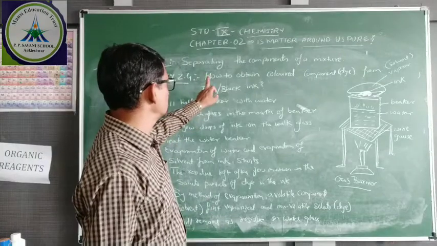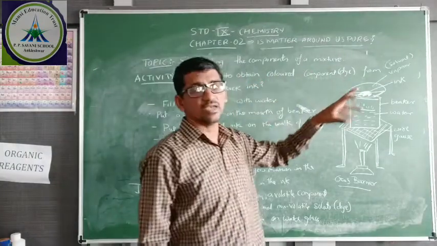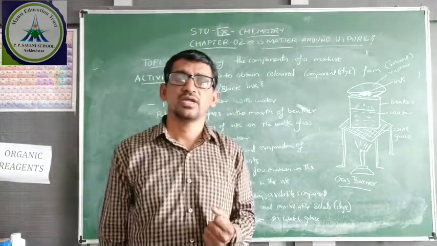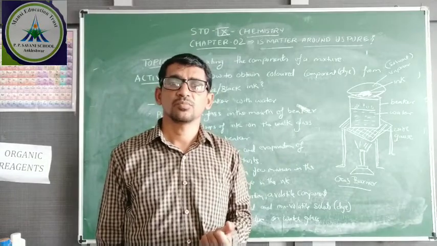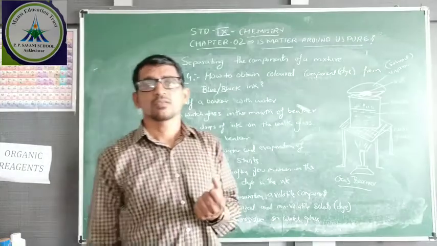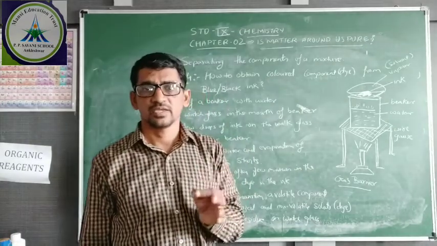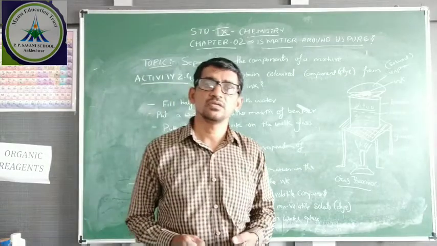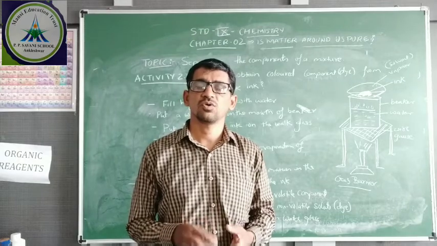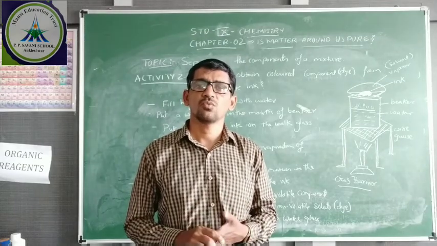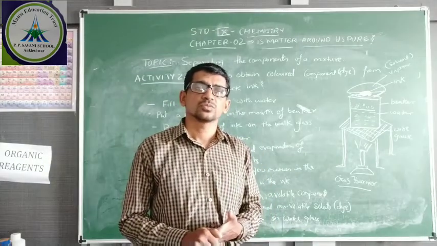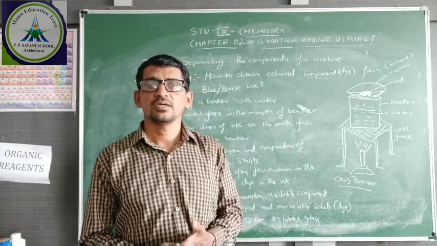In ink, how to obtain the colored compound, that is the dye, from blue or black ink? In that we will observe the components. In ink there are two components. First one is the dye and second one is the solvent, that is volatile. Volatile means what? It vaporizes fast. And non-volatile means it will not vaporize. So we will try to separate the non-volatile component and the volatile component.